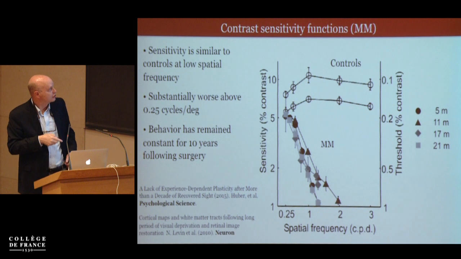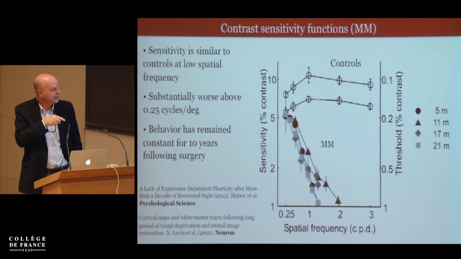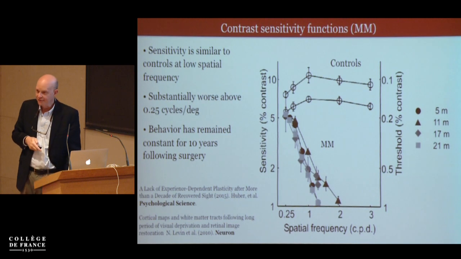In fact, I can show you that here. This axis is spatial frequency. This axis is sensitivity. And you can see that in normal controls at these low spatial frequencies, they can see quite well, and it goes on out to about 50 cycles per degree. In Mike, his fall off is at about 2 cycles per degree. And these are measurements made at 5 months, 11 months, 17 months, 21 months after his surgery.